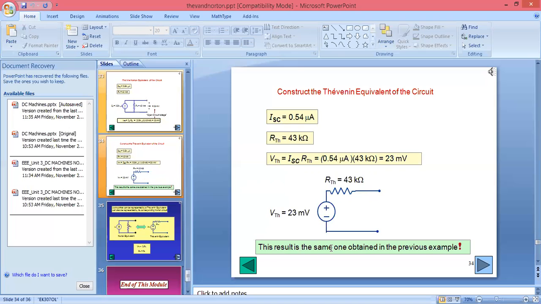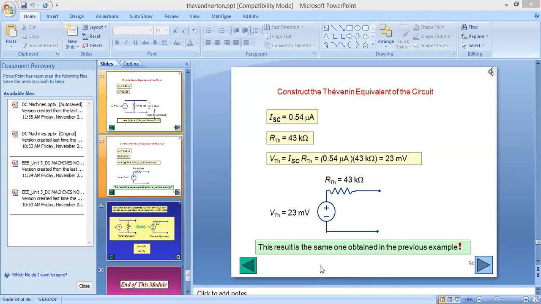Here we have used Norton's. Here we have finished the Thevenin and the Norton equivalent circuit. If anyone is facing any issue, you can ask me. Just wait for a minute, I will take your attendance.